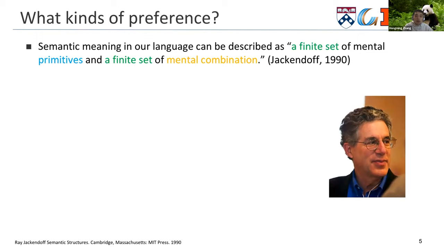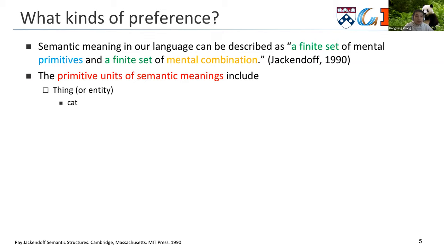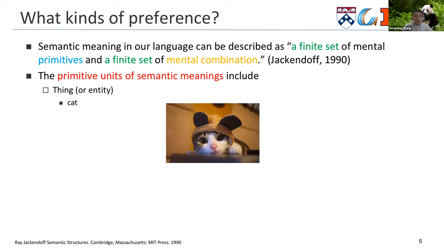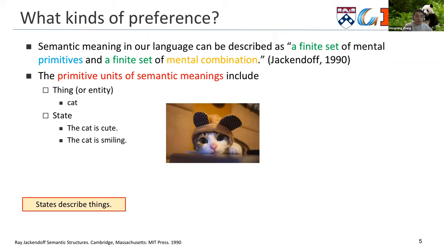And actually the primitive units here could include many things. The first kind of unit is things or entities. For example, cats, we all know what a cat is about. A cat is a kind of animal that is typically very cute and has four legs, two eyes, one tail, two ears, etc. Besides that, another important primitive unit is the state, such as the cat is cute or the cat is smelly. Actually, I think it is fair to say that our understanding about things can be reflected via states, because really the semantics of a thing is just a union of all possible states that it could appear in. So basically the states are describing things.